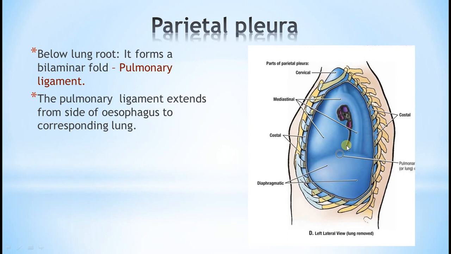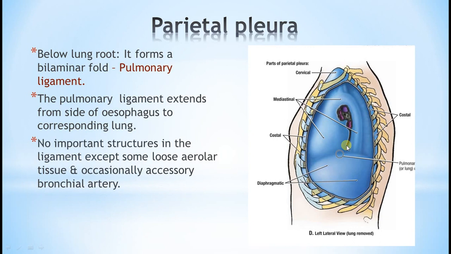Now, there are no important structures present in this fold, only some loose areolar tissue, and occasionally you can see an accessory bronchial artery. So an extra bronchial artery, if at all present, will be present in this pulmonary ligament. Apart from that, it serves as a reserve space for the pulmonary vein to dilate. If this vein dilates, it accommodates the vein. This is the inferior pulmonary vein.